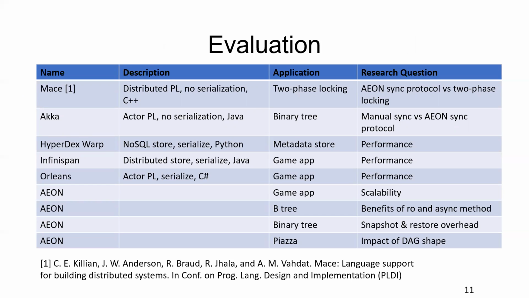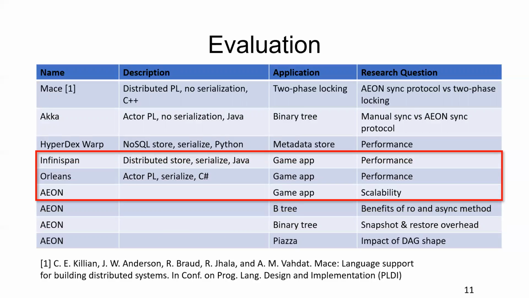In the evaluation, we try to answer several research questions. We have compared the AEON synchronization protocol with two-phase locking. We also try to manually implement the synchronization locking mechanism in an actual actor programming language like Akka, and then compare with AEON. We also compare AEON with consistent data stores like HyperDex, and Infinispan. And we also compare with an actual programming language which has serializability support, like OOPSLA. Then we have measured the scalability of AEON on different numbers of servers, different types of method calls, and the batch size. And we also measure the fault tolerance overhead of AEON. In this talk, we only want to talk about the performance comparison between Infinispan, OOPSLA, AEON, and also the scalability of AEON.